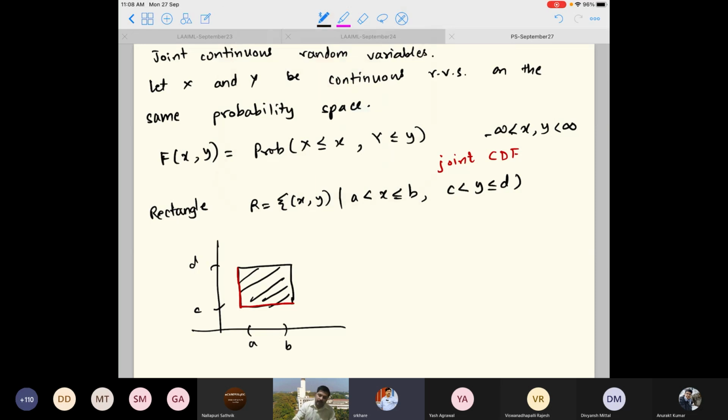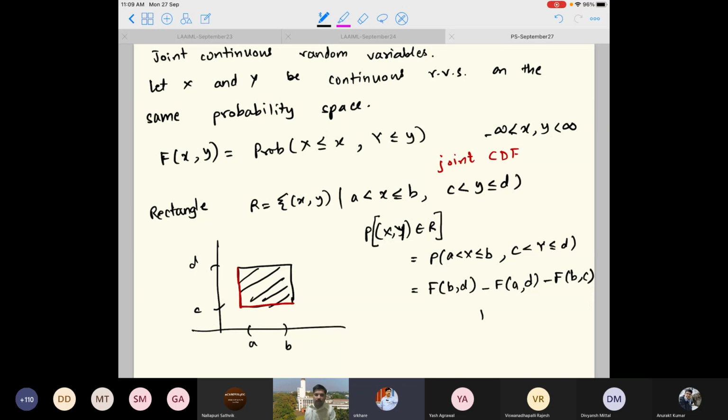And why I define this rectangle, obviously you understand by now. So probability of (x,y) belonging to R is basically then probability of a less than x less than or equal to b, and c less than the random variable y less than or equal to d, right? So probability of a random vector (x,y) belonging to R, you can quickly check, is F of b,d minus F of a,d minus F of b,c plus F of a,c. Okay.